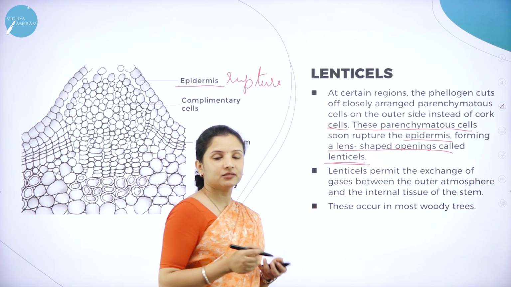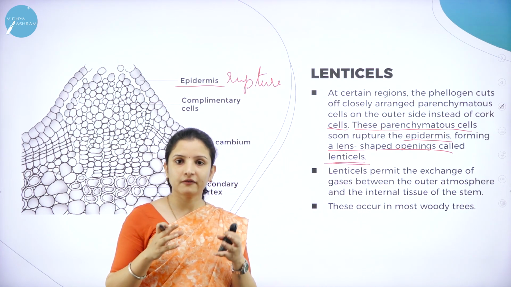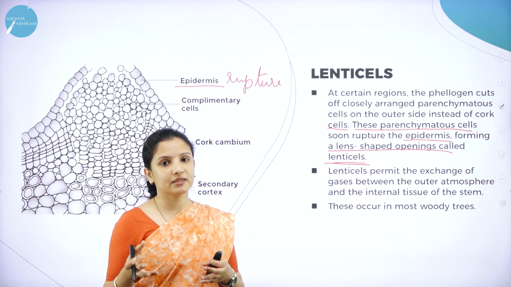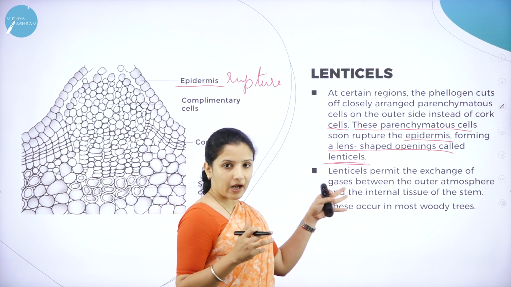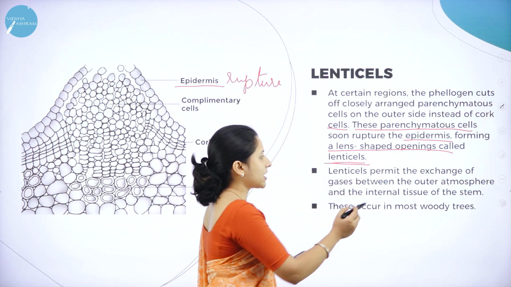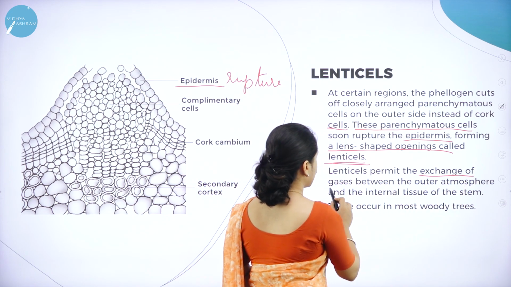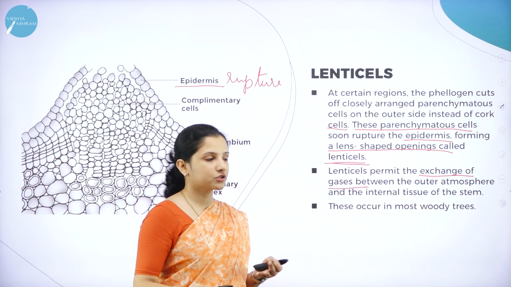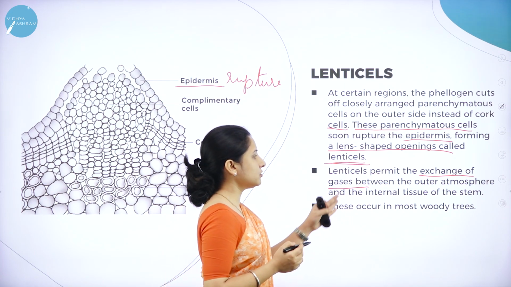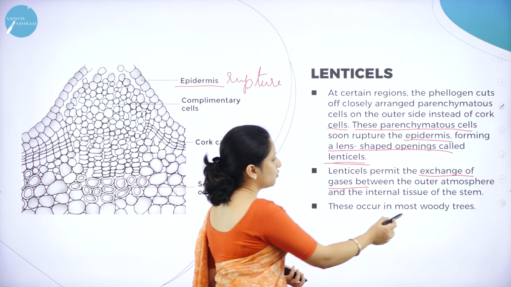Lenticels have a similar function to that of the stomata, but stomata are usually present in the leaves, whereas in the case of bark or woody stems, we have lenticels, which help in the exchange of gases between the outer atmosphere and the innermost tissue of the stem, and they are usually seen in woody trees.